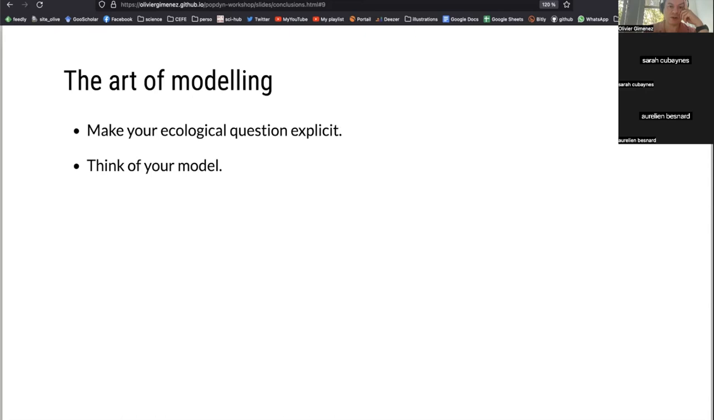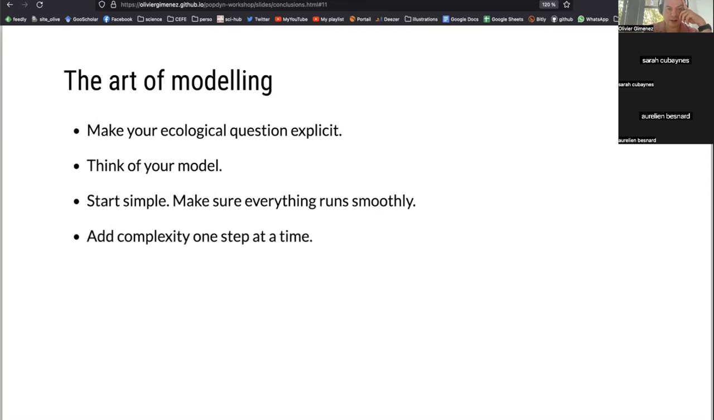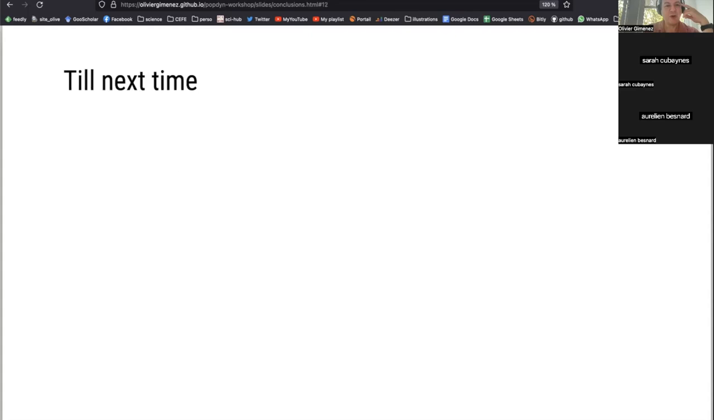Start simple. That's true for any modeling exercise. Make sure everything runs smoothly, and then from there, you can add complexity one step at a time. It's pretty sure that it won't work if you start with a complex model. It's basic, based on our experience.